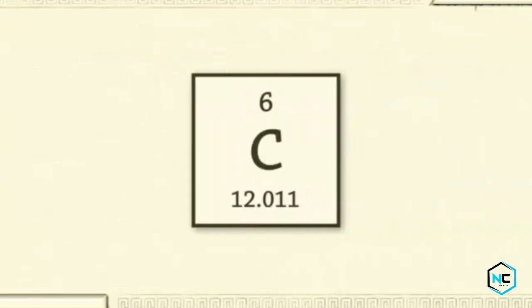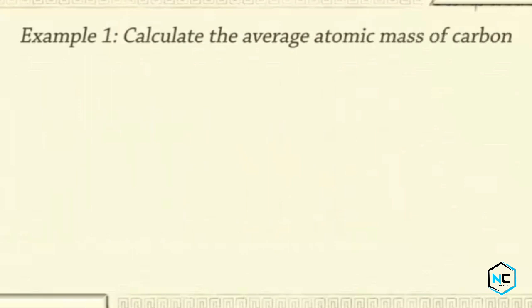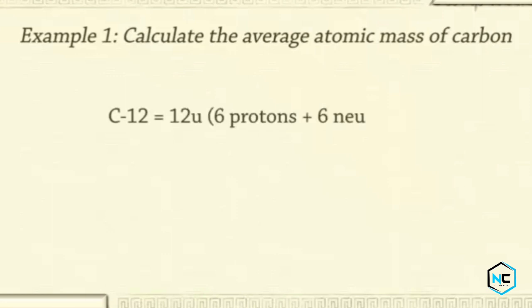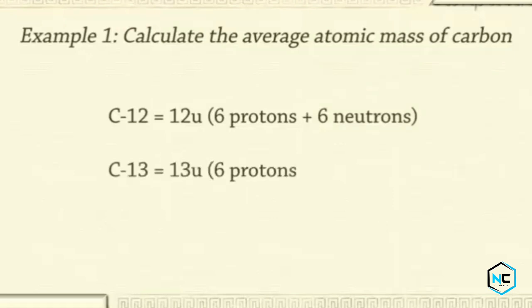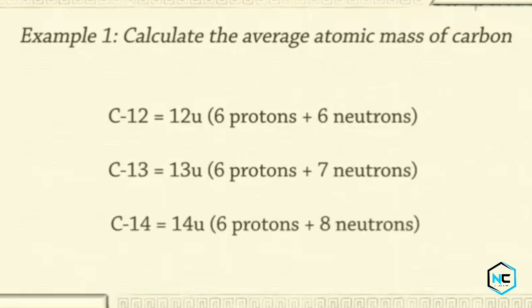So why, when you look at the periodic table, does it not say exactly 12 for carbon's atomic mass? Because there is more than one kind of carbon. Remember, chemists assigned carbon-12 the mass of 12 u. But there are other isotopes of carbon: carbon-13, which has 6 protons and 7 neutrons, and carbon-14, which has 6 protons and 8 neutrons.